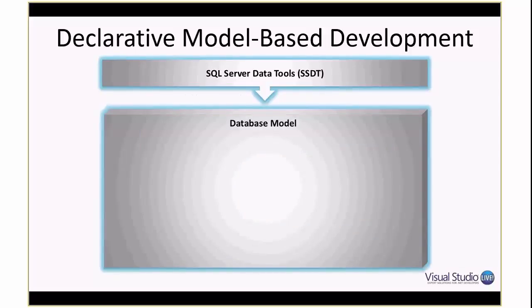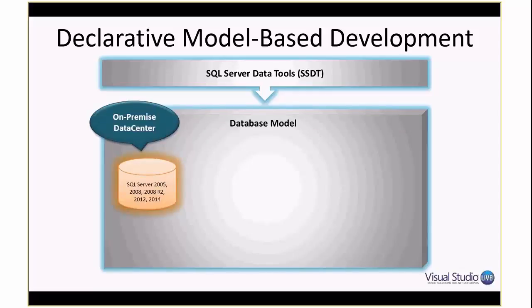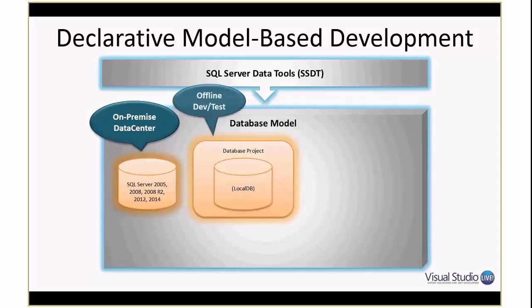You have SSDT, which are the tools. They operate over the model, and the model in turn can be backed by either an on-premise SQL Server database as far back as 2005, so support goes back that far. It can be a database project, which is when you're working offline. And when you do work offline with a database project, you also get the local database runtime, or LocalDB as it's called, which is kind of like a trimmed down version, even more express than Express. We'll talk more about it a little later, but the idea is that it's a non-production environment for you to do your testing of your project before you're ready to deploy the project.